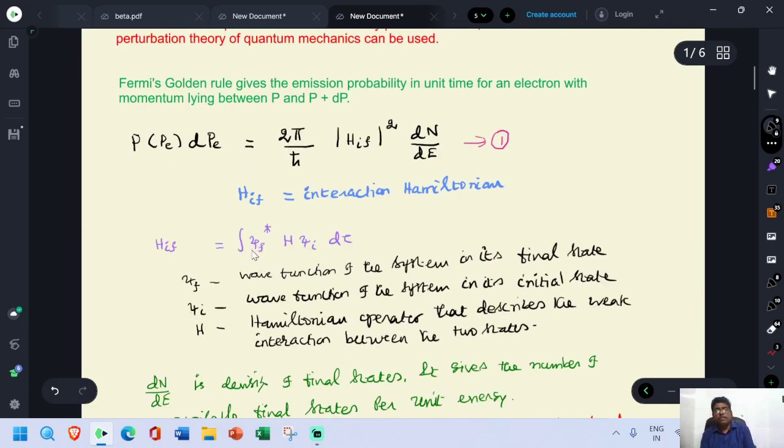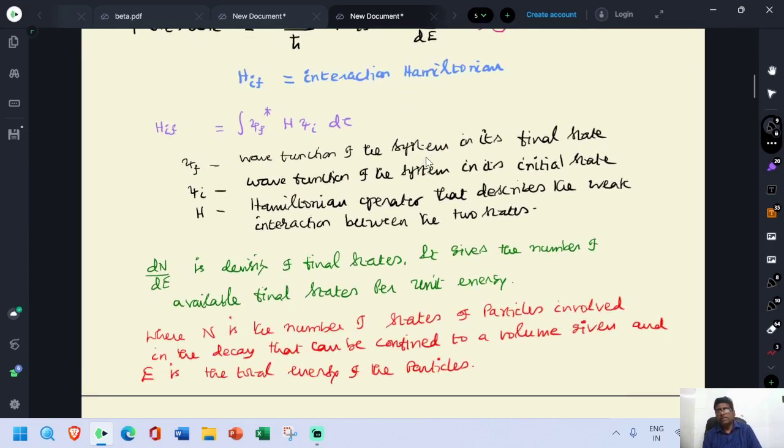ψ_f is the wave function of the system in its final state. ψ_i is the wave function of the system in its initial state. H is the Hamiltonian operator that describes the weak interaction between the two states. dn/dE is the density of final states. It gives the number of available final states per unit energy.